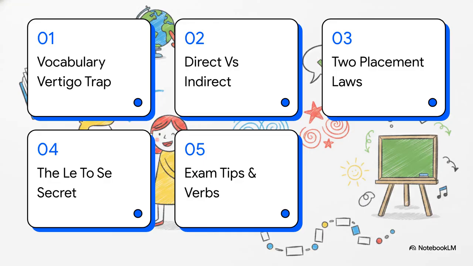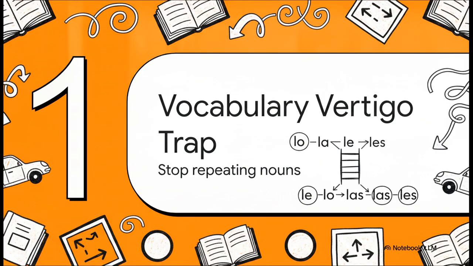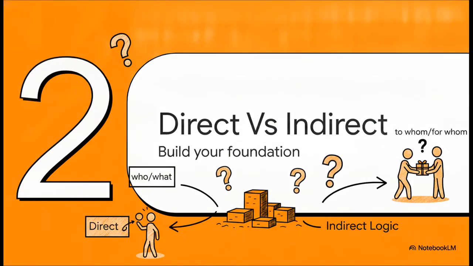So here's our roadmap to mastery for today: the vocabulary vertigo trap, direct versus indirect logic, the 2 placement laws, the leísmo secret, and exam tips and special verbs. Let's dive right in. Section 1, the vocabulary vertigo trap. Section 2, direct versus indirect logic.